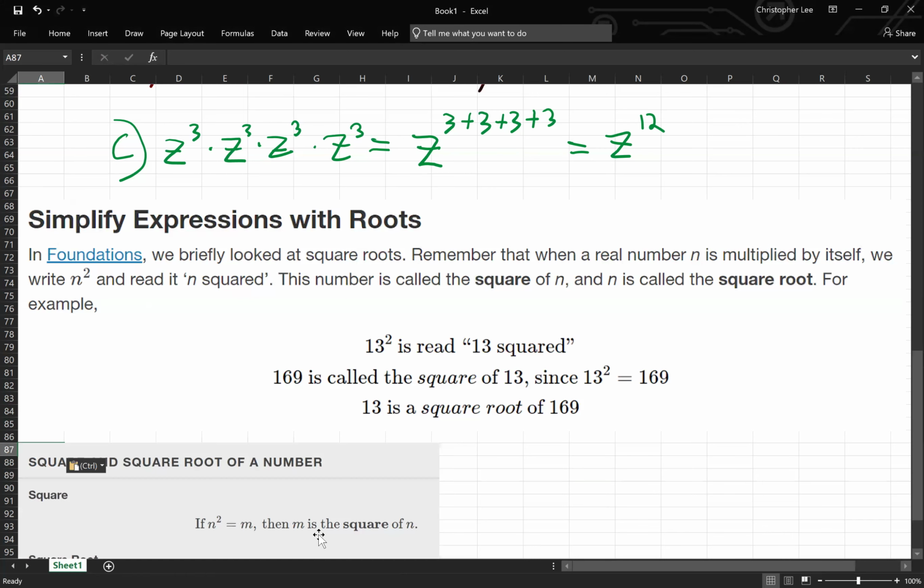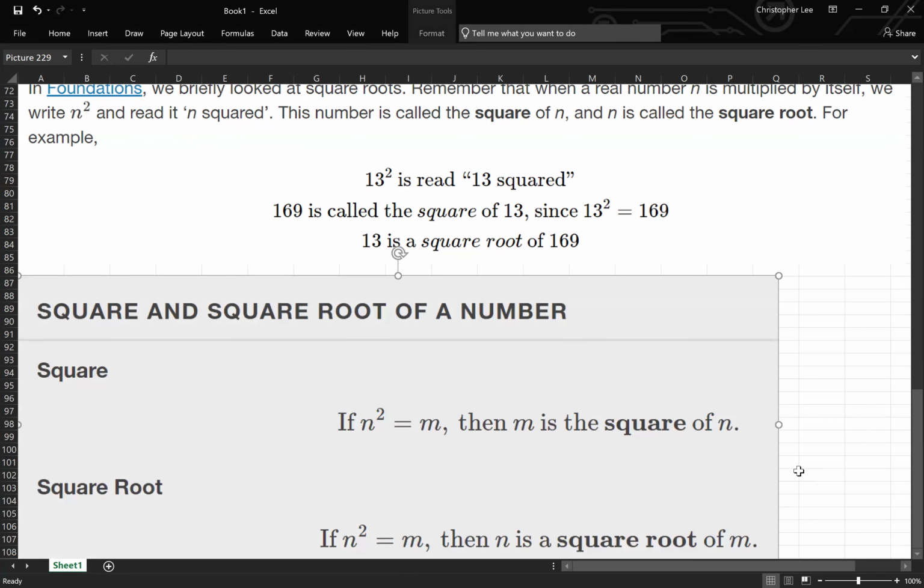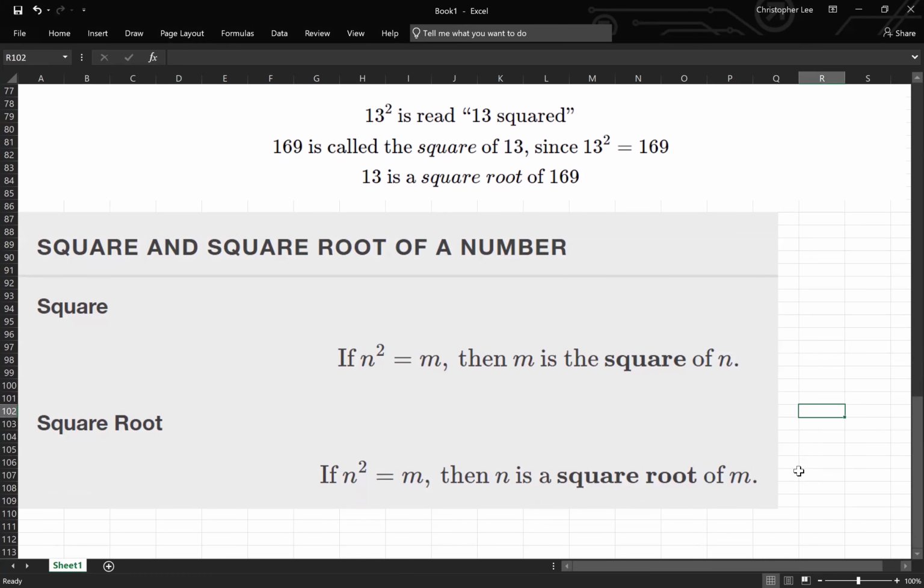Right? Both of these are inverses of each other. So the square and the square root of a number. Square: if n squared is equal to m, then m is the square of n. Square root: if n squared is equal to m, then n is the square root of m. Right?